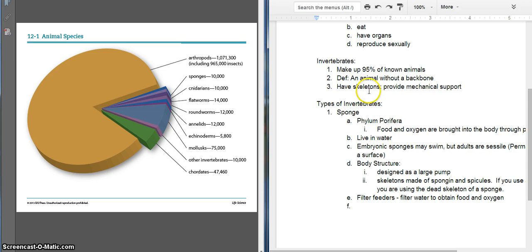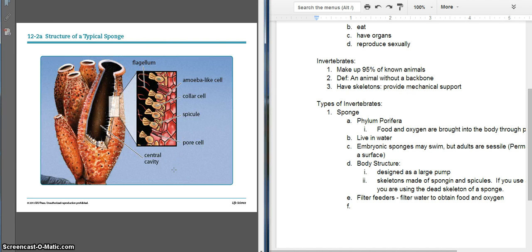Though they don't have a backbone, they will have skeletons, and let's go ahead and talk about our types of invertebrates. Major type of invertebrate here is the sponge. This is the one we're going to talk about first, the sponge.